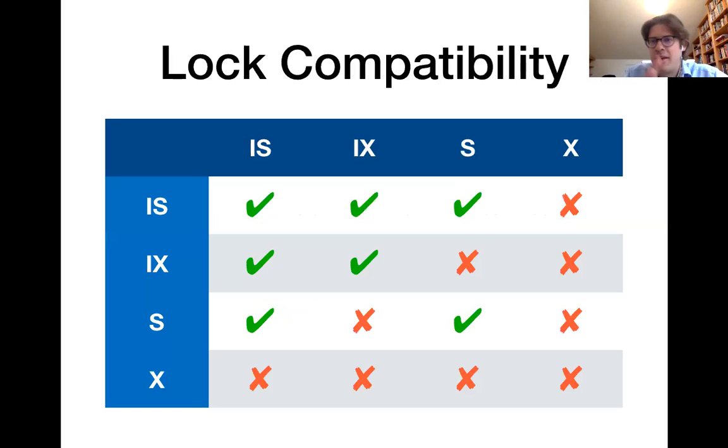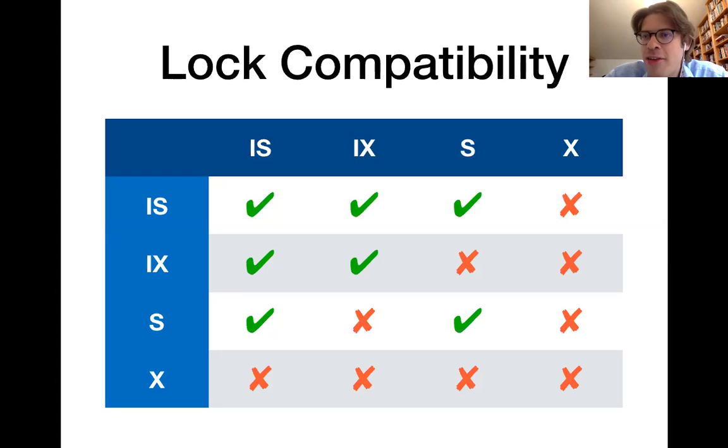Now, this is an overview of which of those locks are compatible. We started out with only two types of locks, the shared locks, meaning locks for reading data, and exclusive locks, meaning locks for writing data. For shared locks, we can grant the same shared lock on the same object to multiple transactions. For exclusive locks, that is not possible.